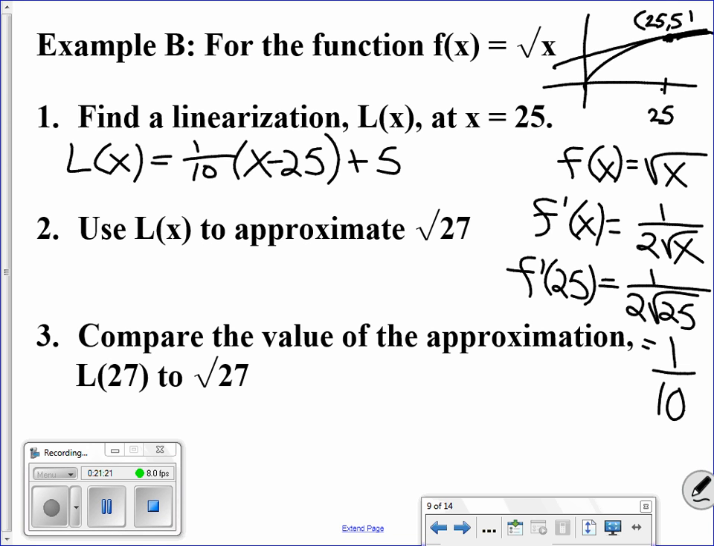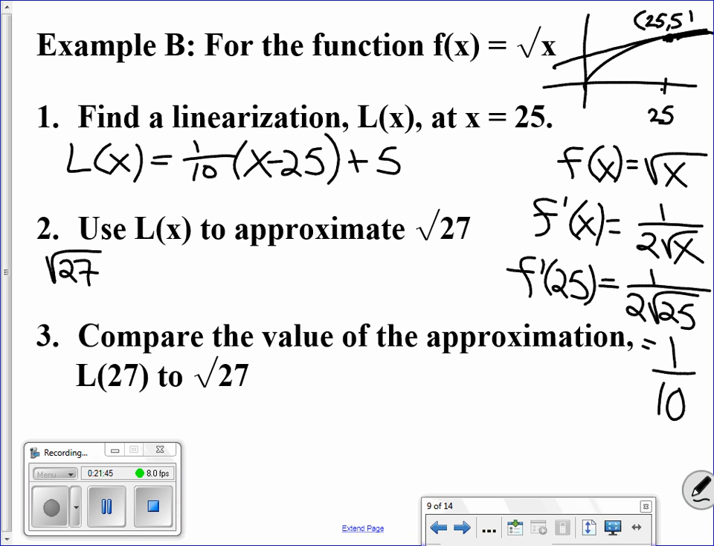All right, maybe it's not. But we're going to use this tangent line to approximate square roots of numbers that are near 25. Because as long as you don't go too far away from 25, the y on the tangent line is very close to the y on the actual square root of x. Okay, so we want to approximate the square root of 27.